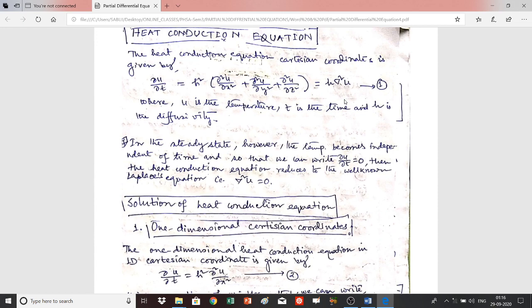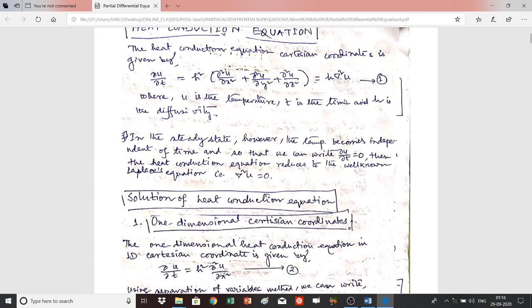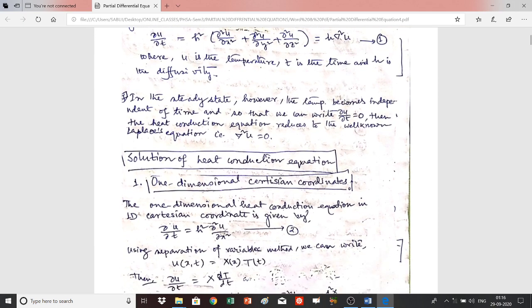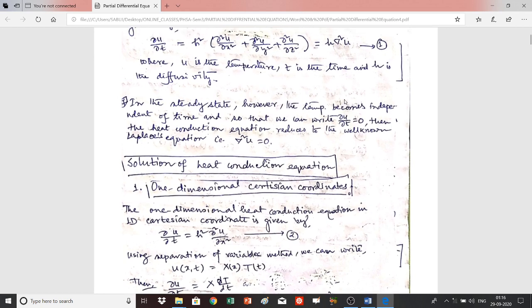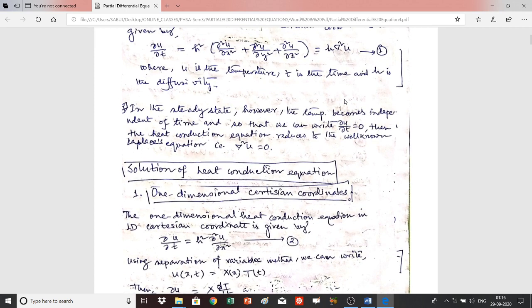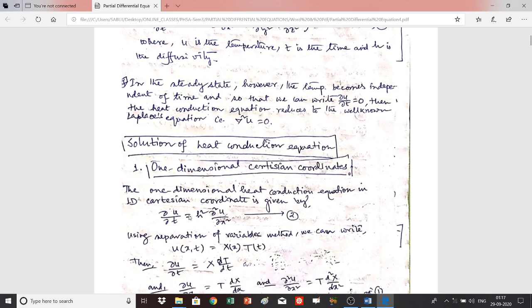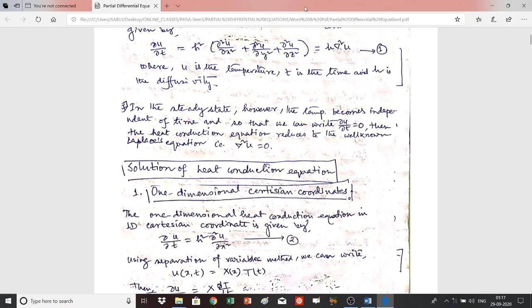Now come to the point of how to solve the heat conduction equation. First of all, we want to solve it in one-dimensional Cartesian coordinates. Here I am writing the heat conduction equation in the one-dimensional case. In the one-dimensional case, these two terms will be absent. So the one-dimensional heat conduction equation can be rewritten from equation 1 as del u by del t equal to h square del 2u by del x square.